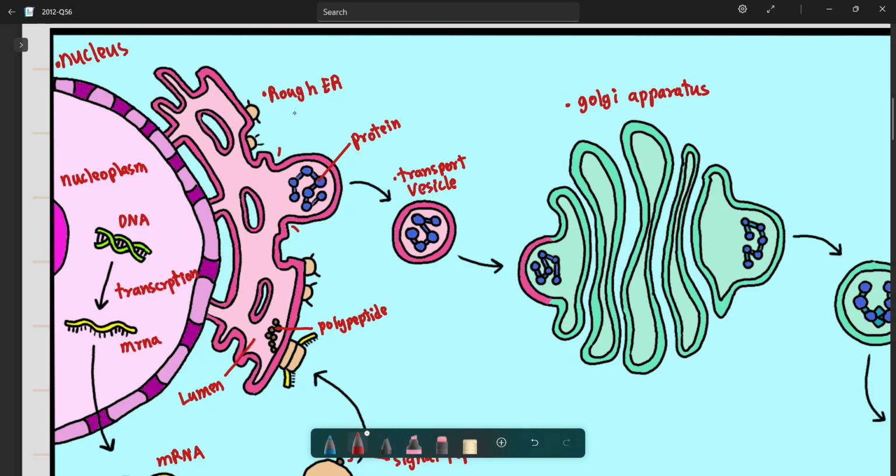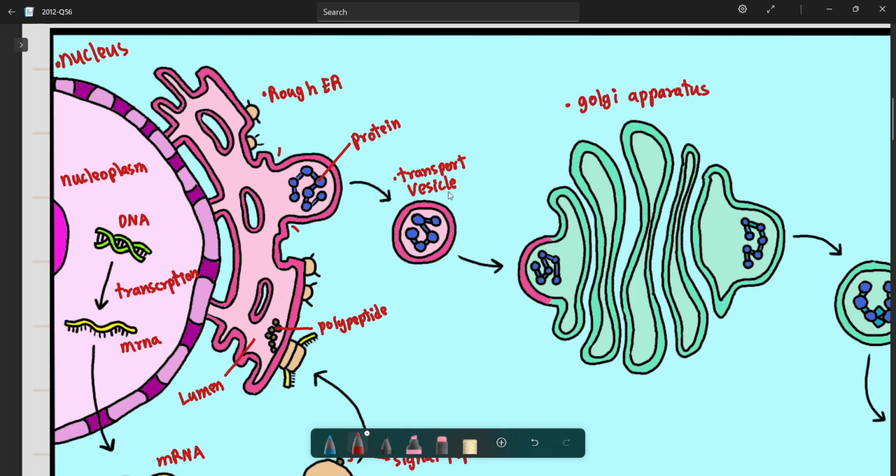Same for the rough endoplasmic reticulum, or generally the endoplasmic reticulum. Their structure is also defined as cisternae. Okay, so this is the structure of the Golgi apparatus. So basically, as I've explained before, it modifies and packages the protein and delivers it to its correct destination, where it's supposed to belong.